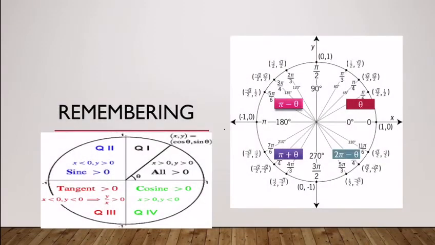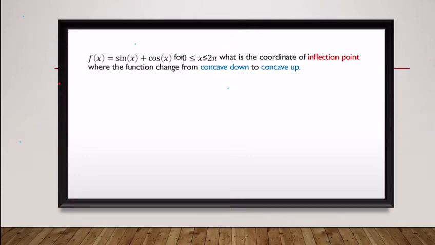So now we have remembered important things. So let's move to our question. F of x equals sine x plus cosine x. What is the coordinate of the inflection point where the function changes from concave down to concave up? So we have marked the important things, such as inflection point, concave down, and concave up. Inflection points happen when f double prime of x equals 0, and that's the shape of concave down, and that's the shape of concave up.